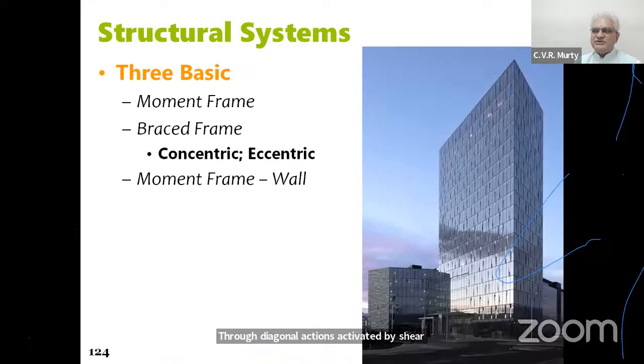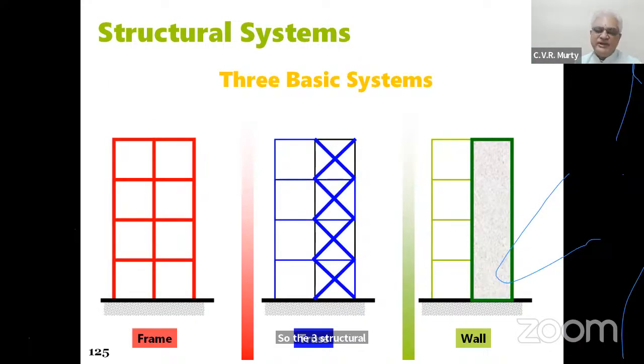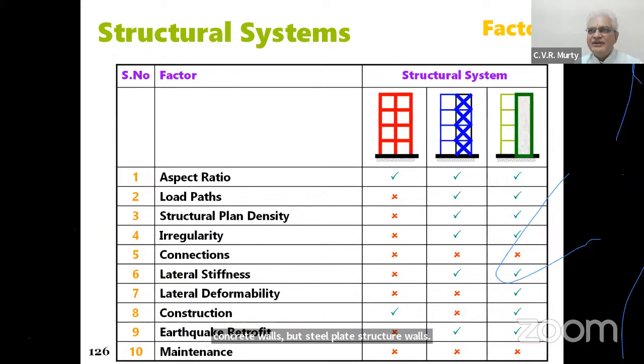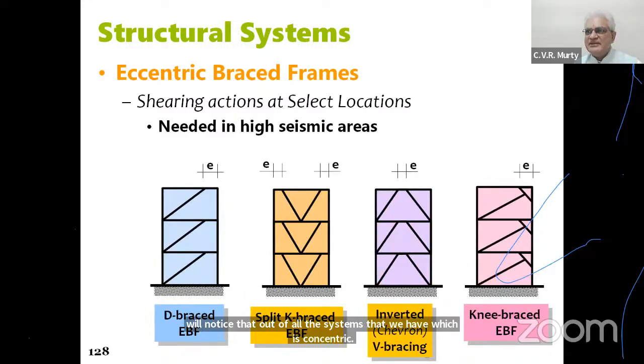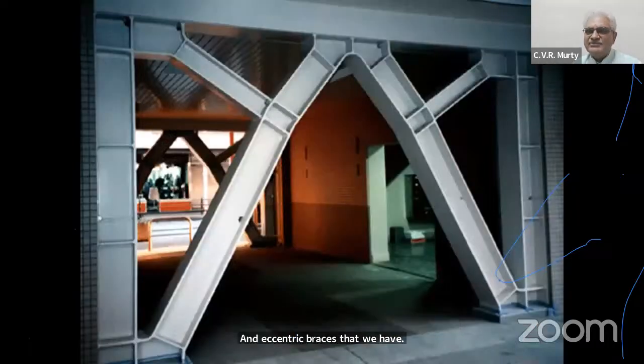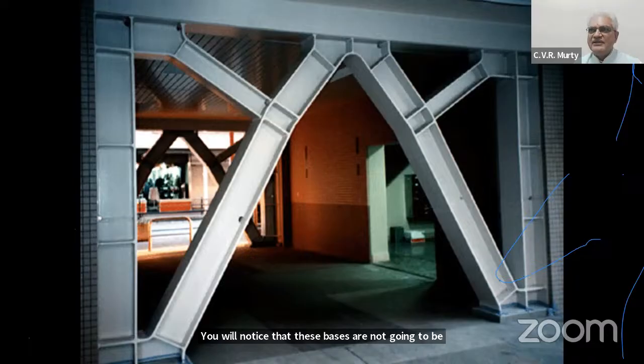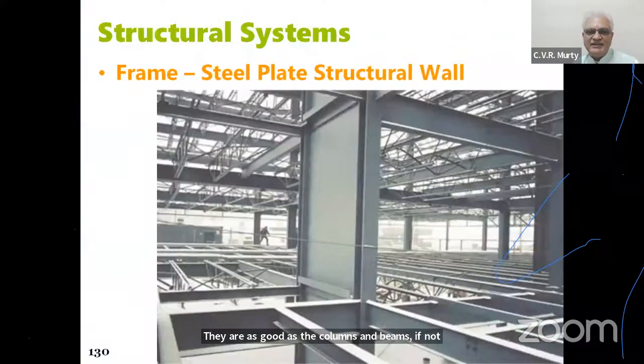So the three structural systems that we have for steel structures are frames, trusses, and walls. Walls, these are steel plate structural walls. I'm not saying concrete walls, but steel plate structural walls. And if you evaluate them on a count of 10, you will notice that out of all the systems that we have, which is concentric braces and eccentric braces, you will notice that these braces are not going to be small elements. They are not rods. They're not tie rods. They are as good as the columns and beams, if not sometimes even more sturdy than that.